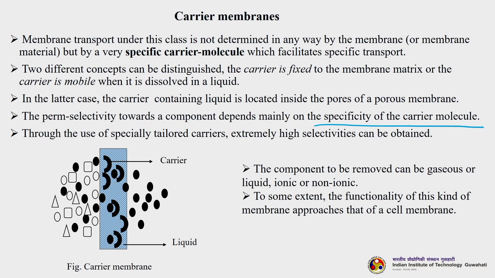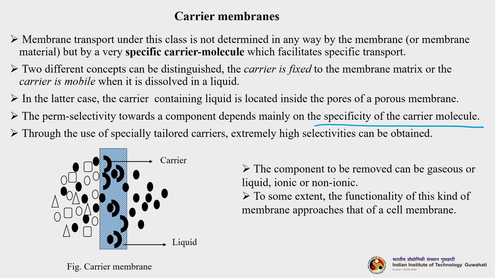The permselectivity towards a component depends mainly on the specificity of the carrier molecule. What is the carrier molecule, what is its nature, that means its physical and chemical nature. All these things will determine the overall selectivity. So, through the use of specially tailored carriers, extremely high selectivities can be obtained. The meaning of this sentence is basically that for a particular target separation, I can choose a carrier molecule in such a way that I can get very high selectivities.